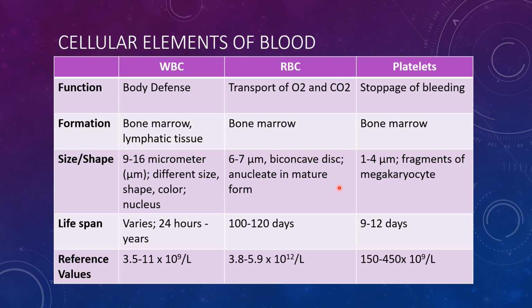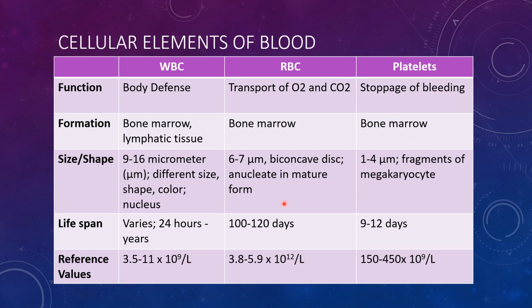Next one is your platelets. So this is the smallest, with a size of only 1 to 4 micrometers. And this is a fragment or the shredding of your megakaryocyte. So this is your platelet.